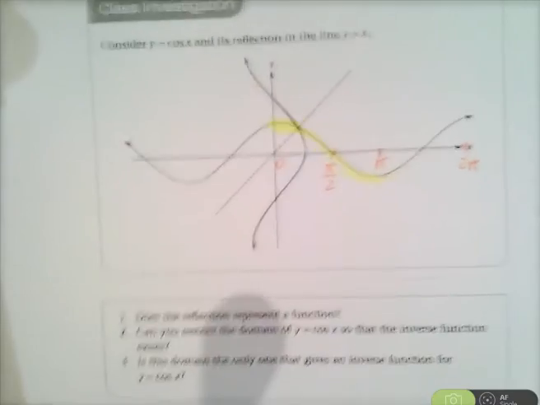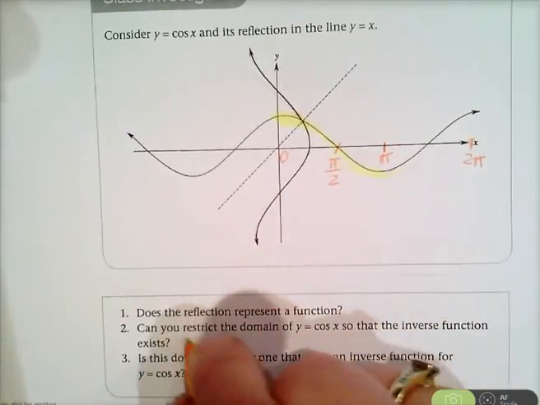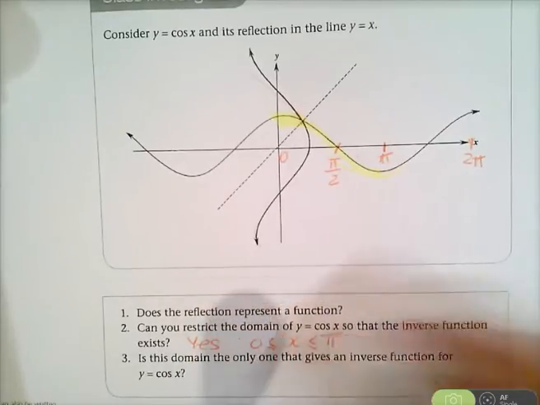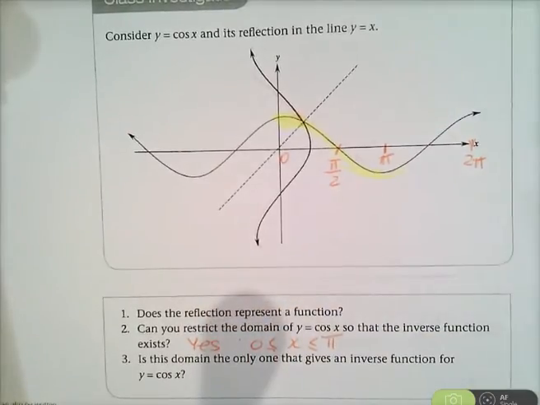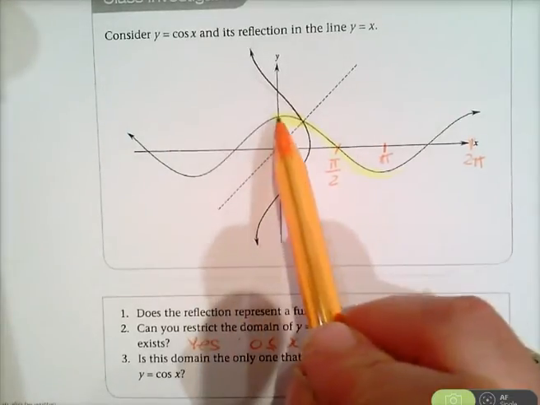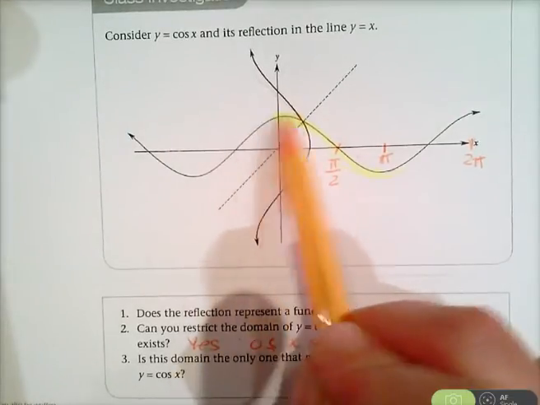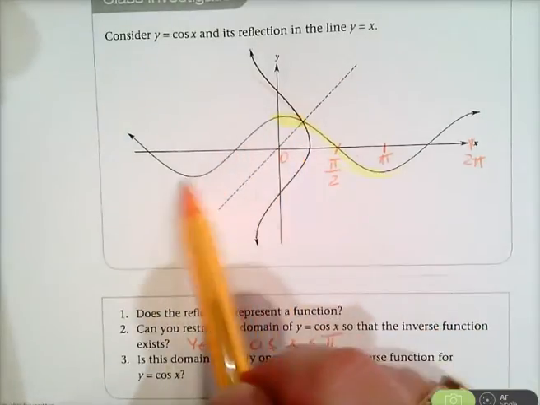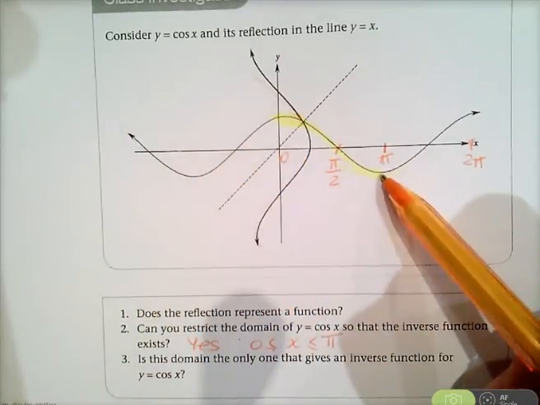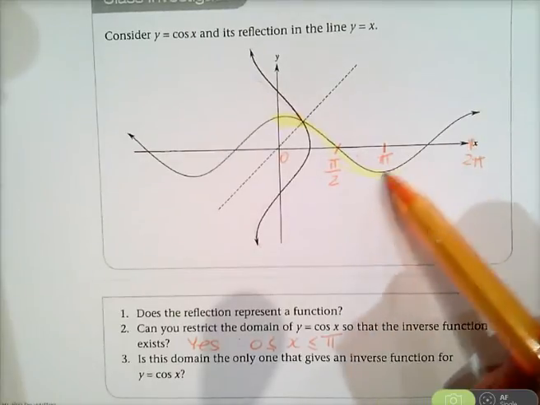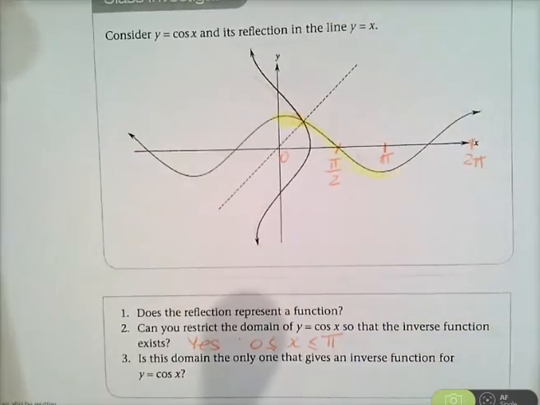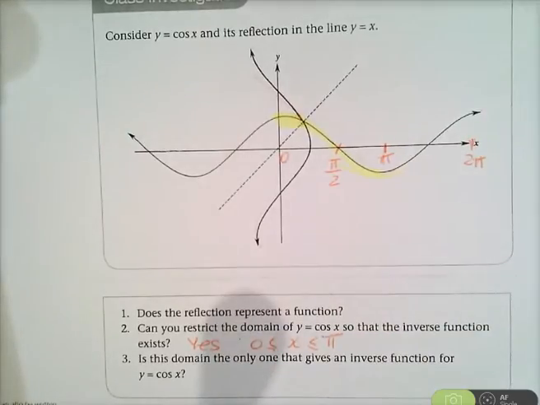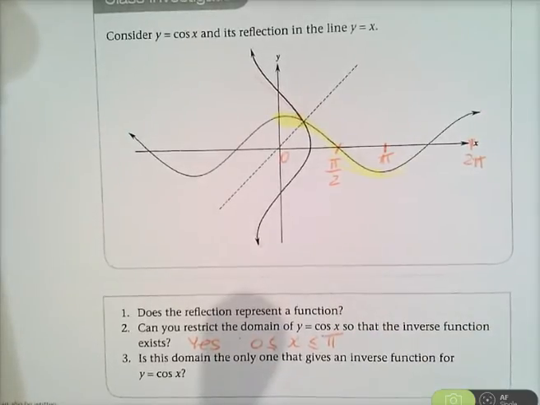So can you restrict the domain so that the inverse function exists? Yes. You can restrict it from 0 through to pi. And is this domain the only one that gives an inverse function? Well, no, it's not. I could also go from 0 here to -pi. That's monotonic increasing. Or I could go from pi to 2 pi. That's also monotonic increasing, okay? So it's not the only domain. There are other ones, provided that they're monotonic increasing or decreasing.